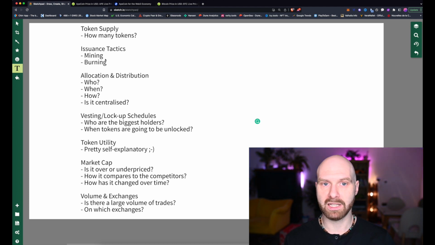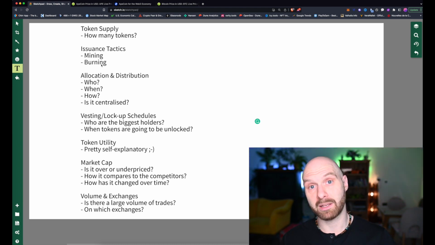So for example, the team will get, let's say, 20% of all tokens, but they will be unlocked over a period of 5 years, or something like that. Are there any burning mechanisms? So will the number of tokens go down in the future? Or maybe there are new tokens being issued, but at the same time, tokens are also being burned. So that number is either in balance, or sometimes there are more tokens in circulation, sometimes fewer.